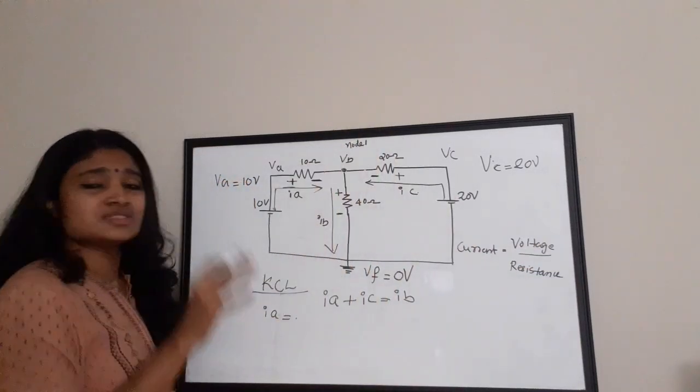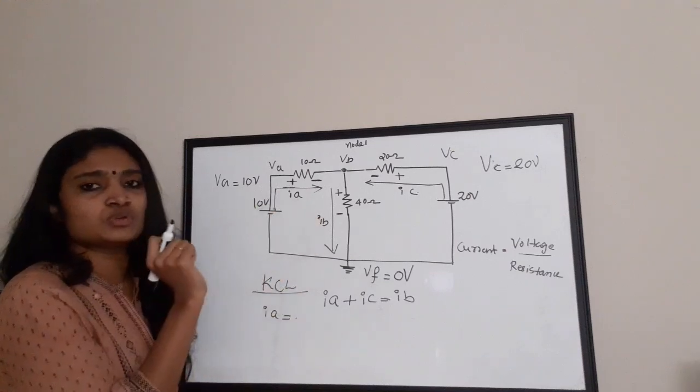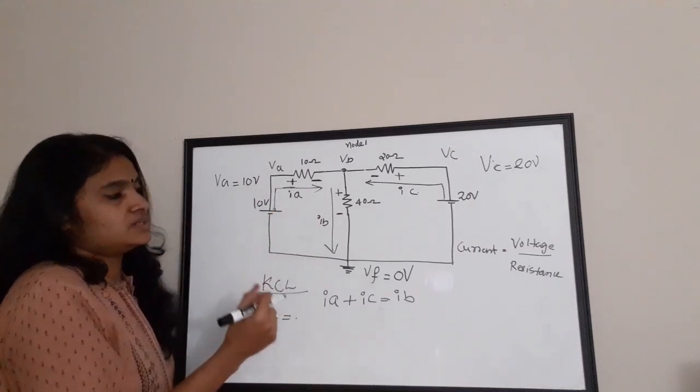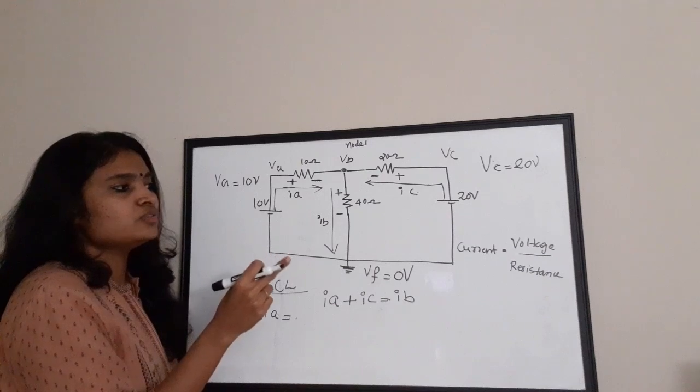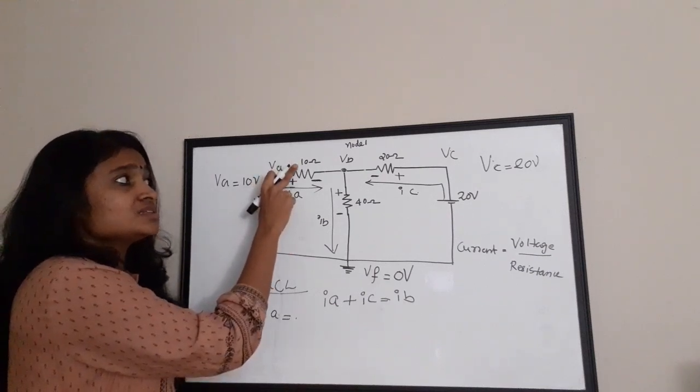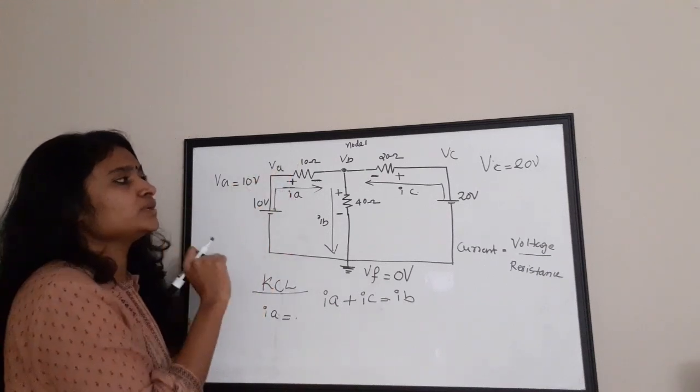Right? So this is a simple explanation of Ohm's law. Current is equal to voltage by resistance. Now we need to know the value of voltage because we know that the resistance value is 10 ohm. What is the voltage value?